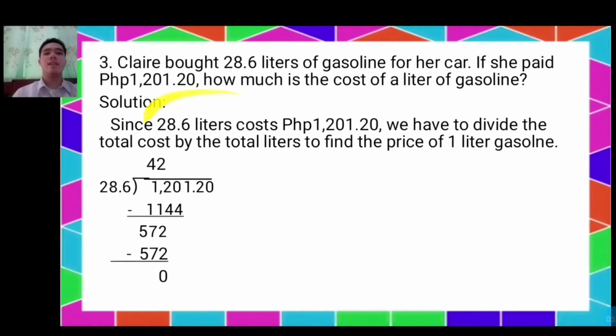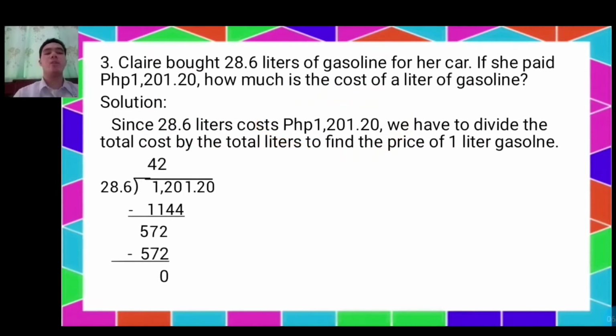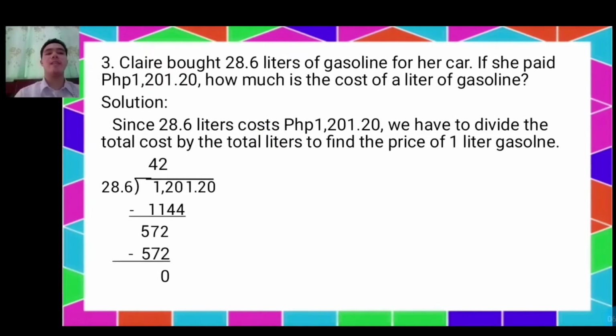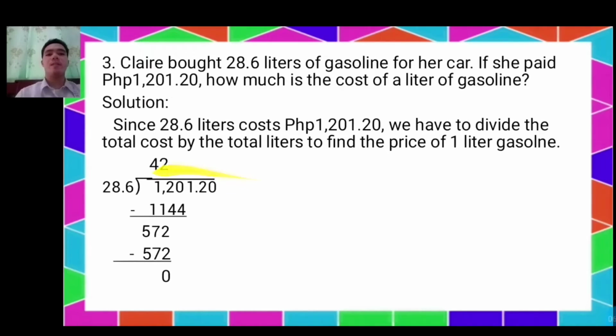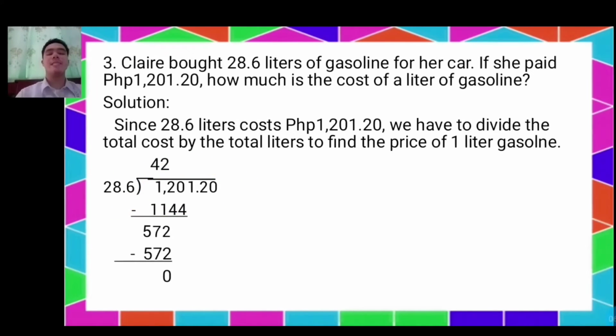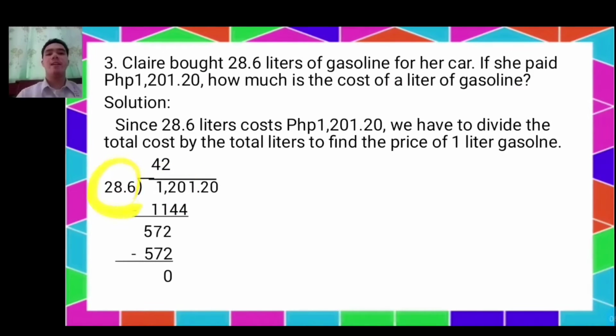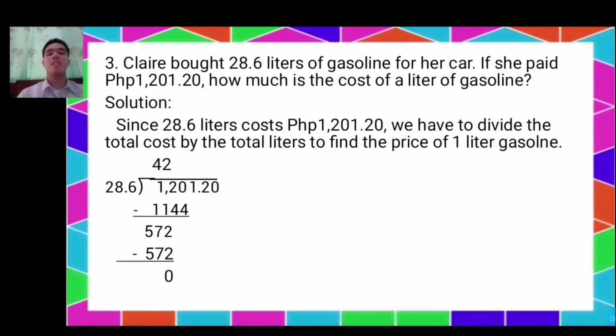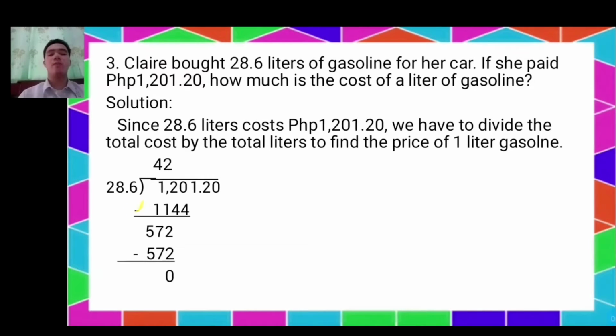So as you can see, since 28.6 liters cost 1,201.20, we have to divide the total cost by the total liters to find the price of 1 liter of gasoline. So 1,201.20 divided by 28.6. As you can see, we have a decimal number in our divisor. You have to change it to a whole number by moving the decimal point to the right.